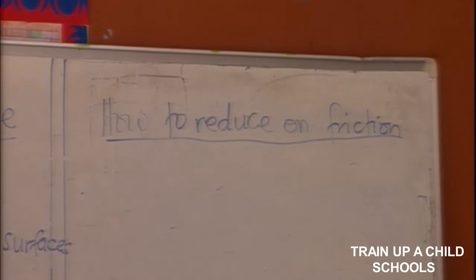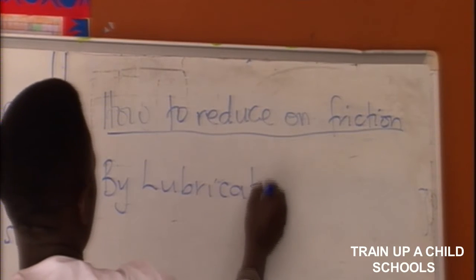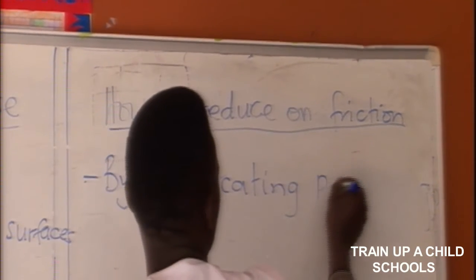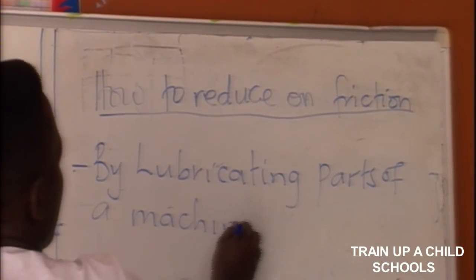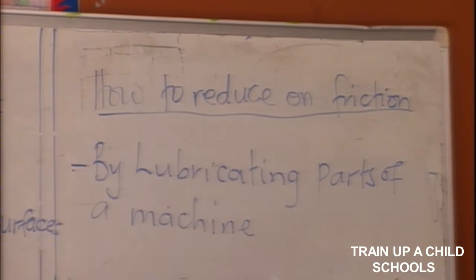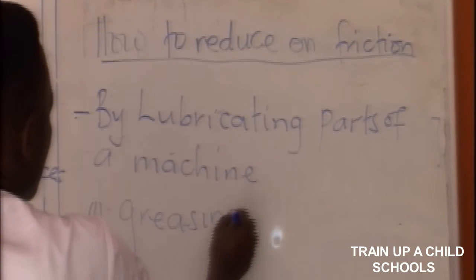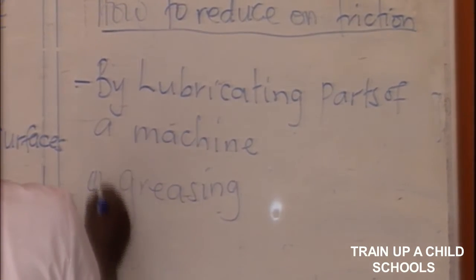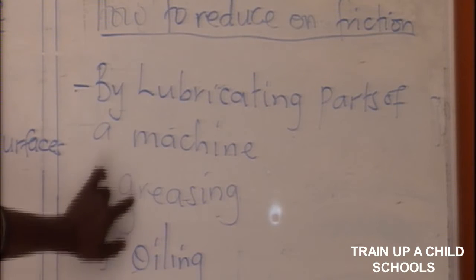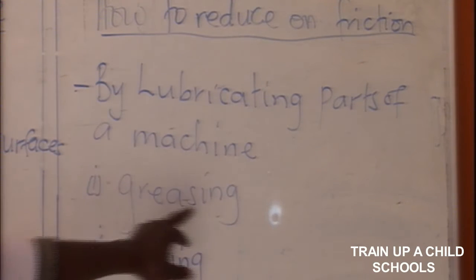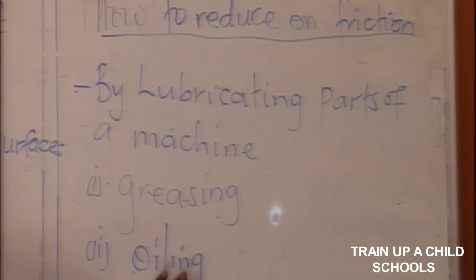One, you can say by lubricating parts of a machine. When I say lubricating a part of a machine, I mean greasing it or oiling it. So these are ways how one can actually lubricate the part of a machine by applying grease on that part or by applying oil. Of course, oil is a product of petroleum.